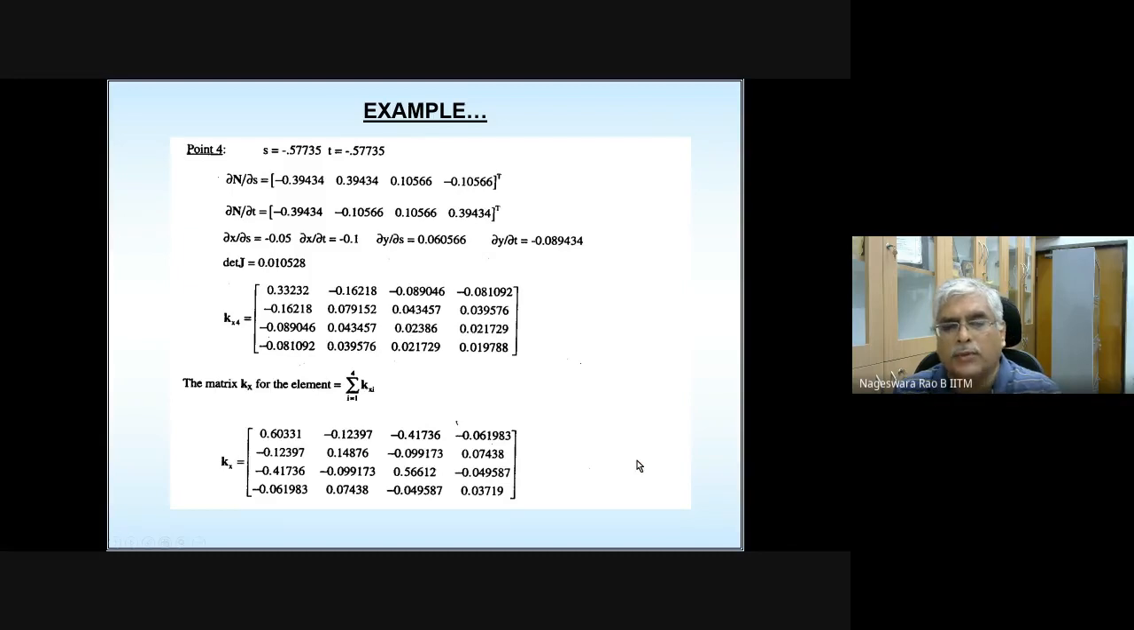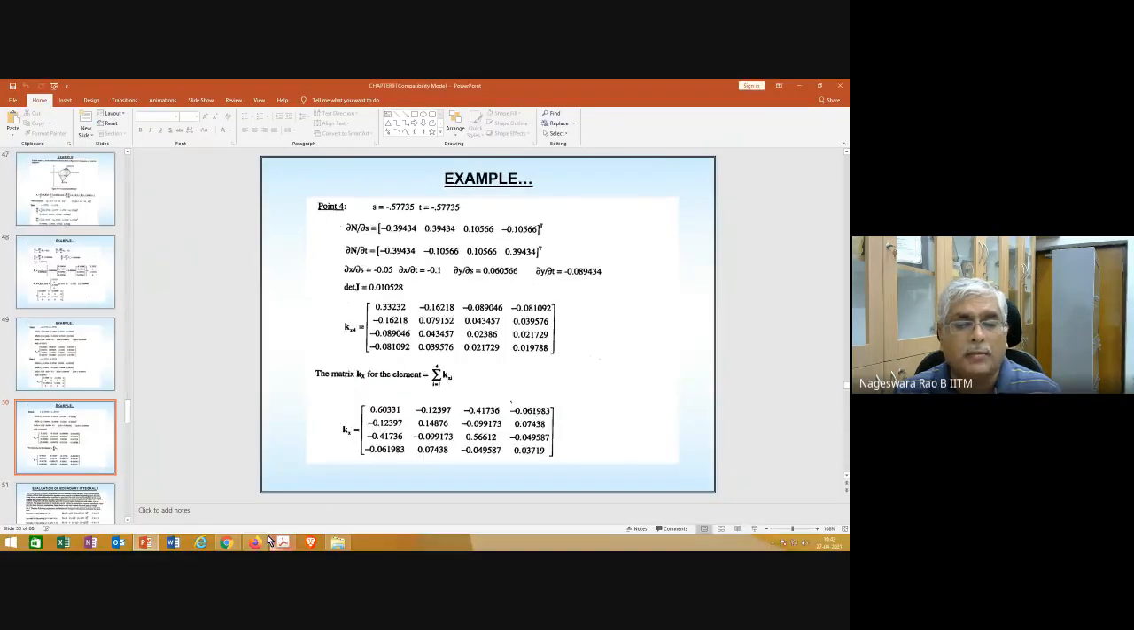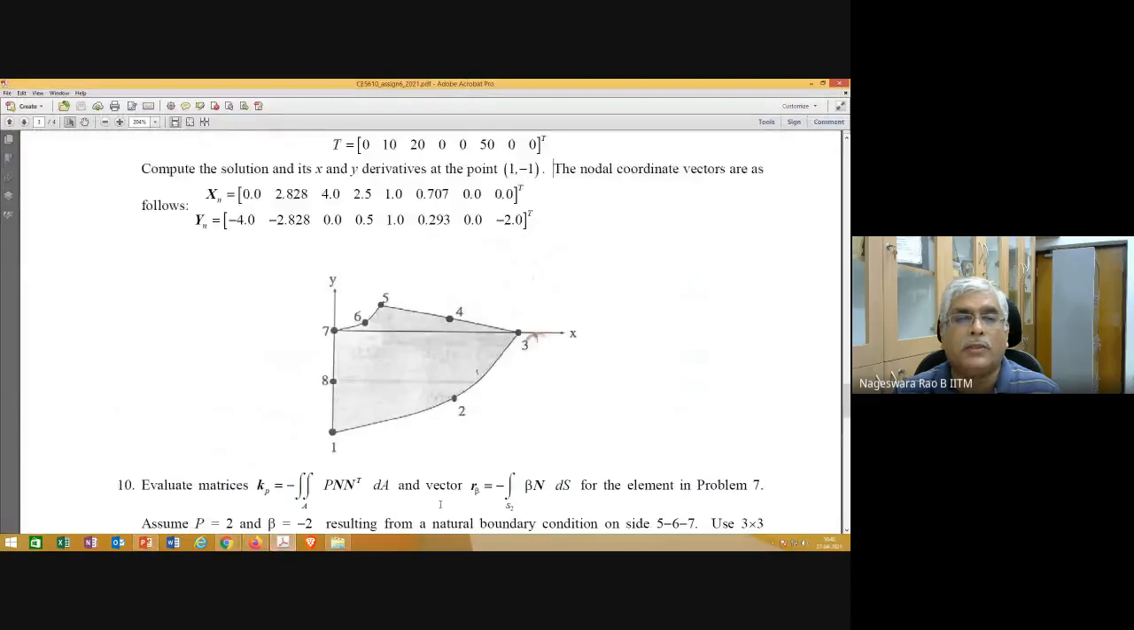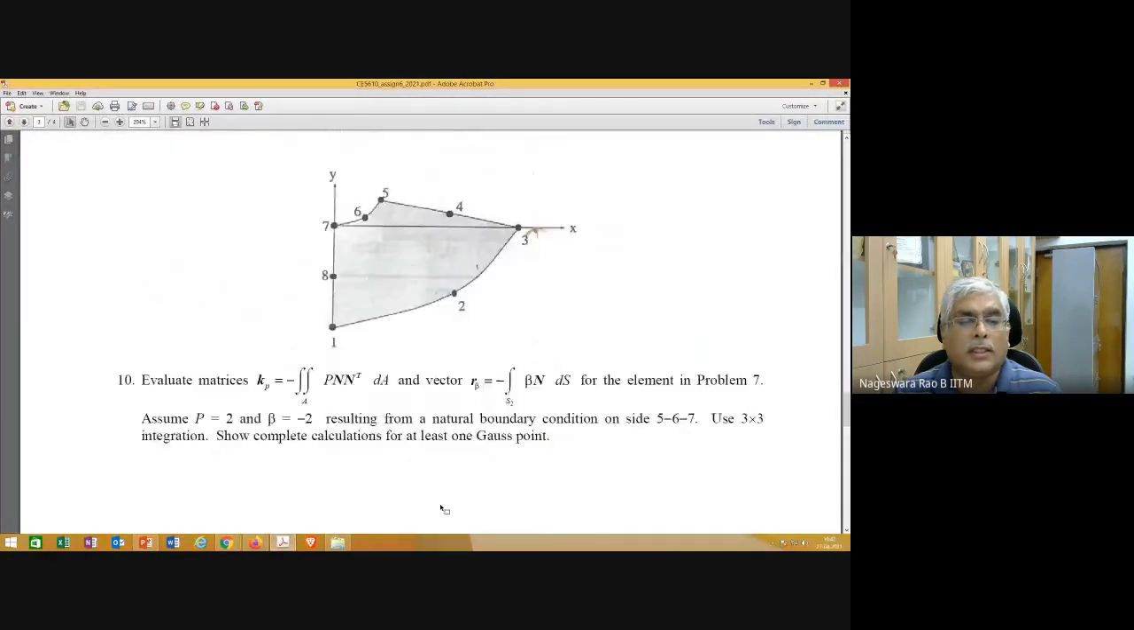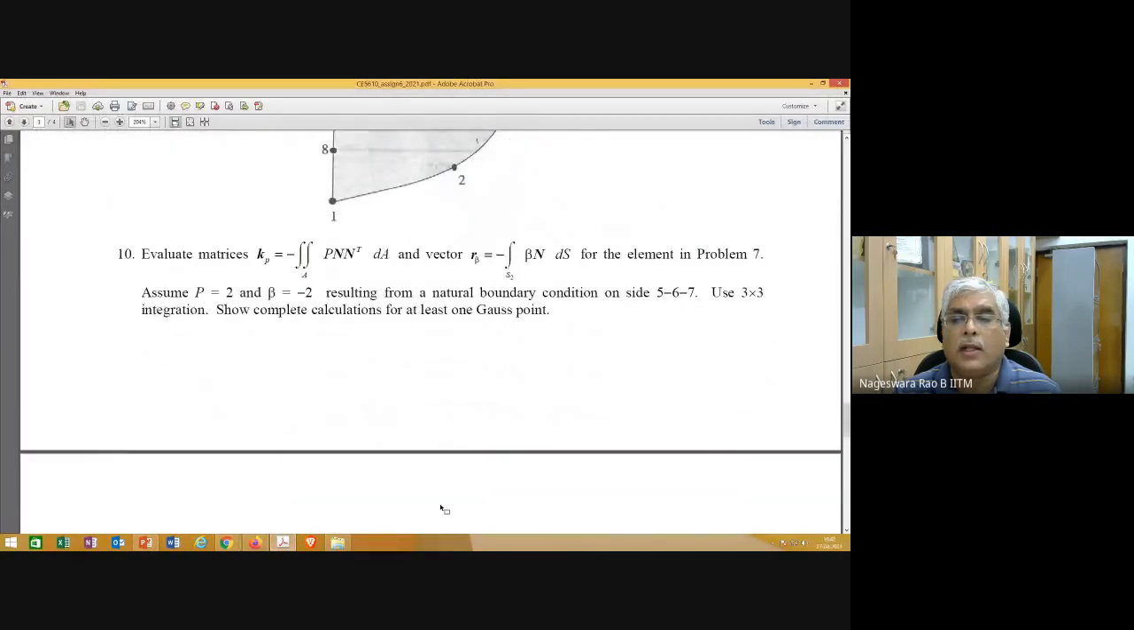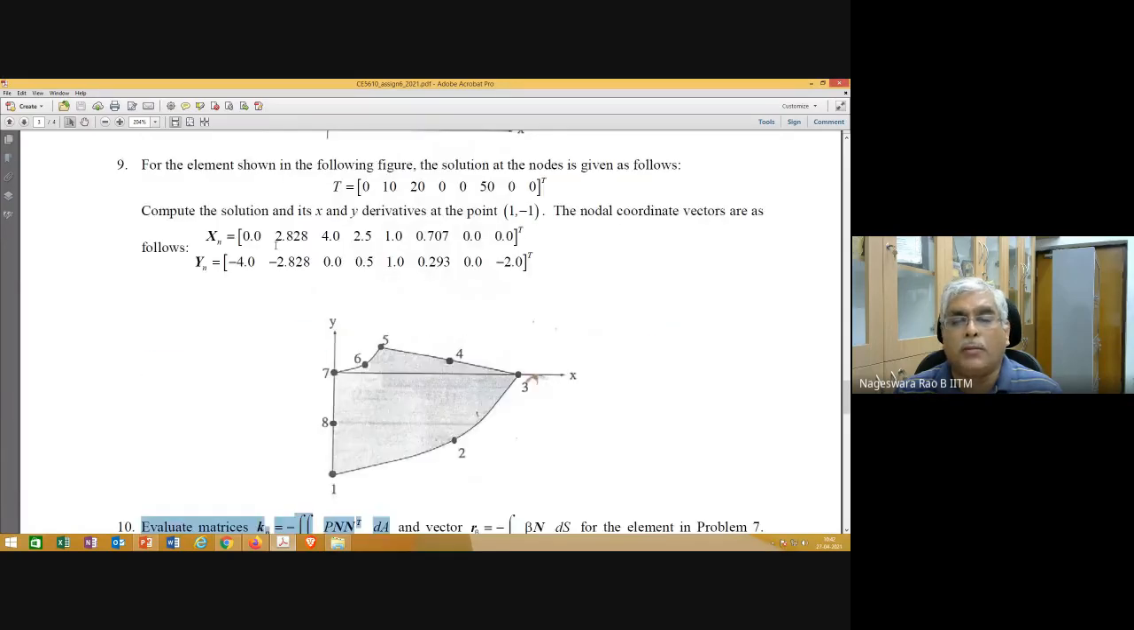And if you see assignment 6, this problem, where is that? Here. Evaluate this matrix in this problem.